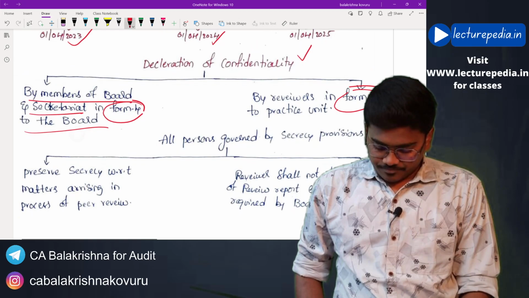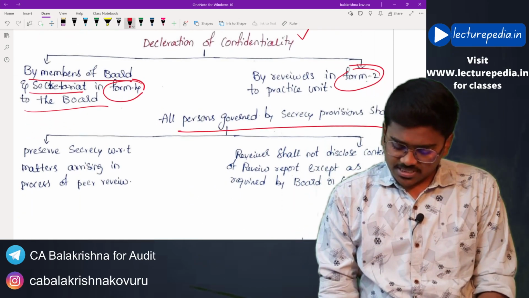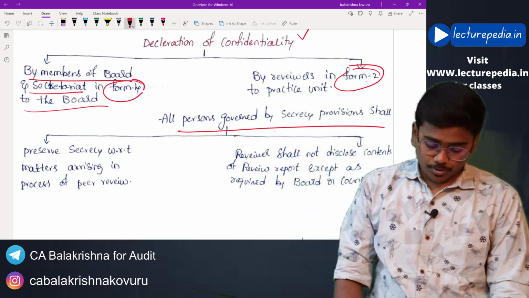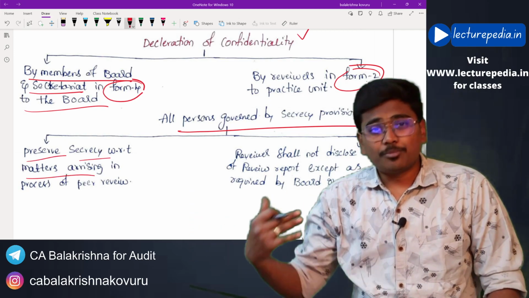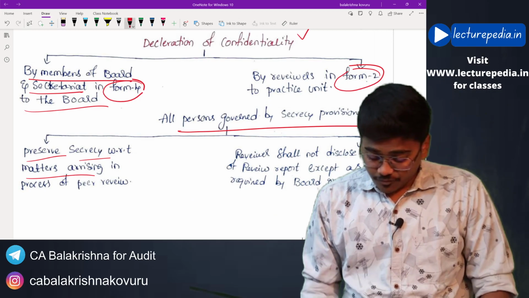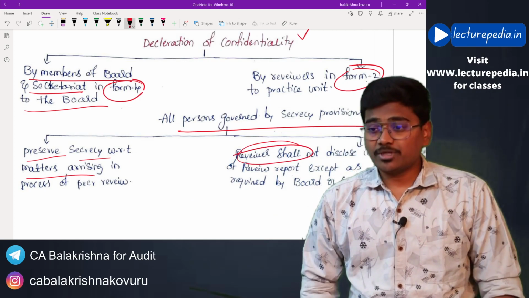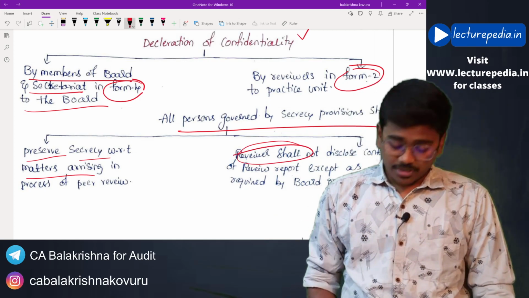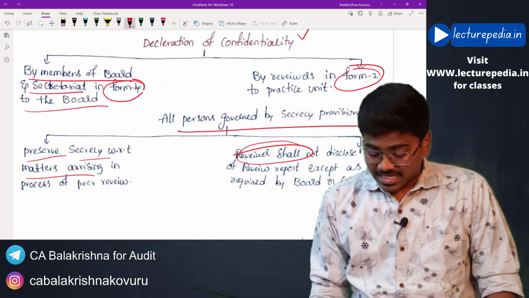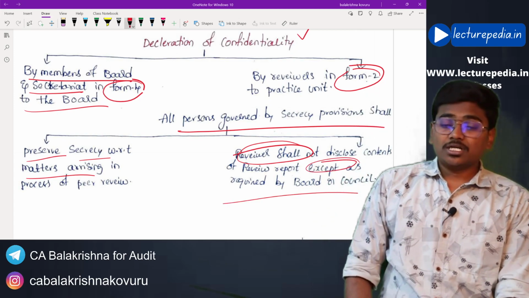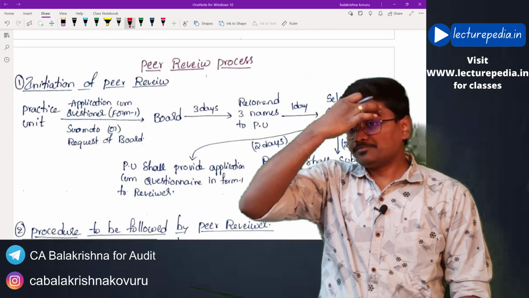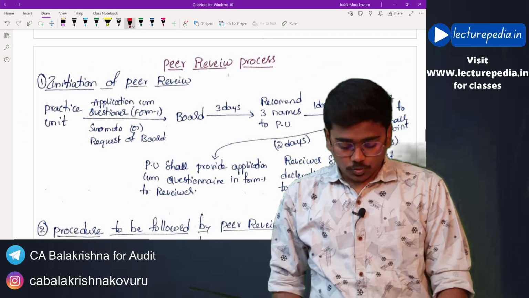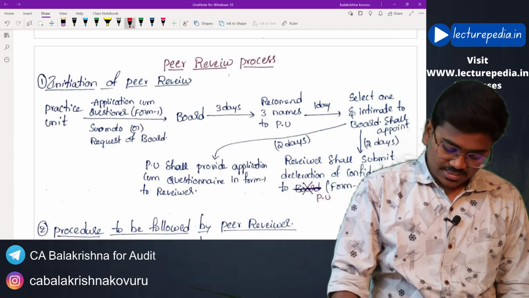Next, as usual, all the persons governed by these confidentiality provisions have to preserve secrecy with respect to matters arising in the process of peer review, and the peer reviewer should not use or disclose the information that is present in the peer review report except as required by the board or council. Those are the confidentiality provisions. Next, coming to the peer review process.